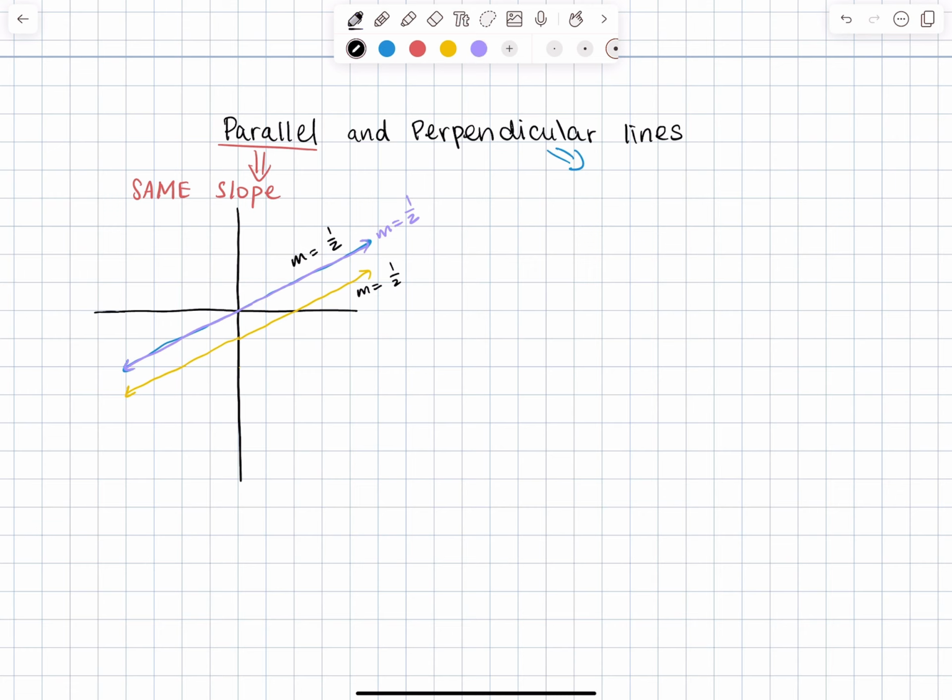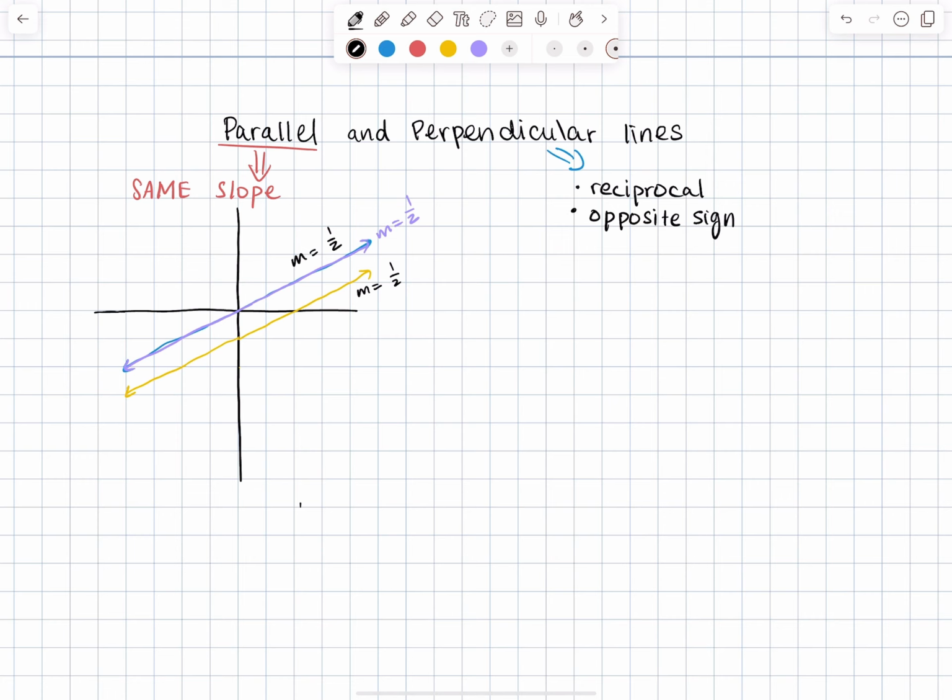For perpendicular lines, we're looking at two things. So the slopes have to be reciprocals of each other. So reciprocal. And the sign has to be changed, opposite sign. So reciprocal and opposite sign, so two things.